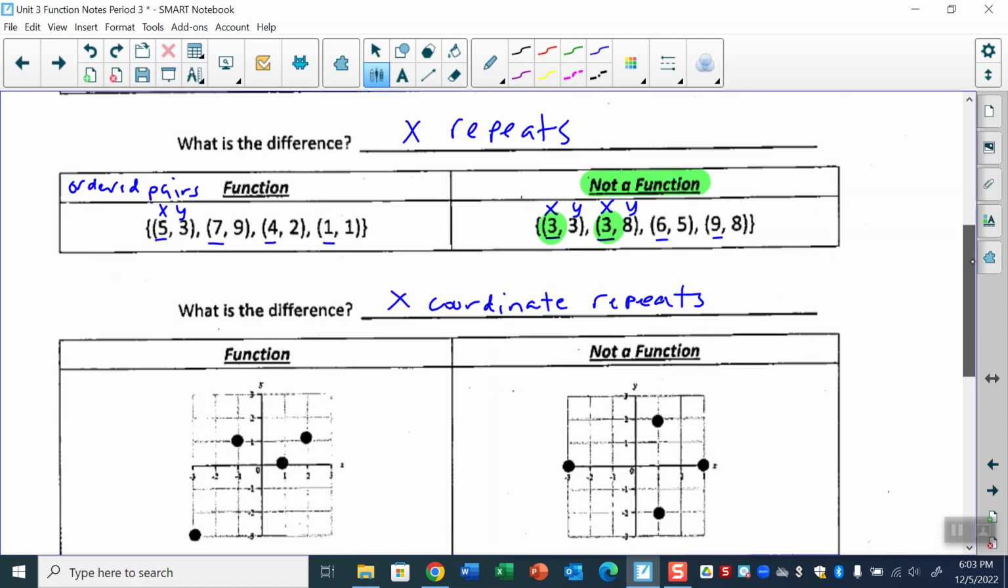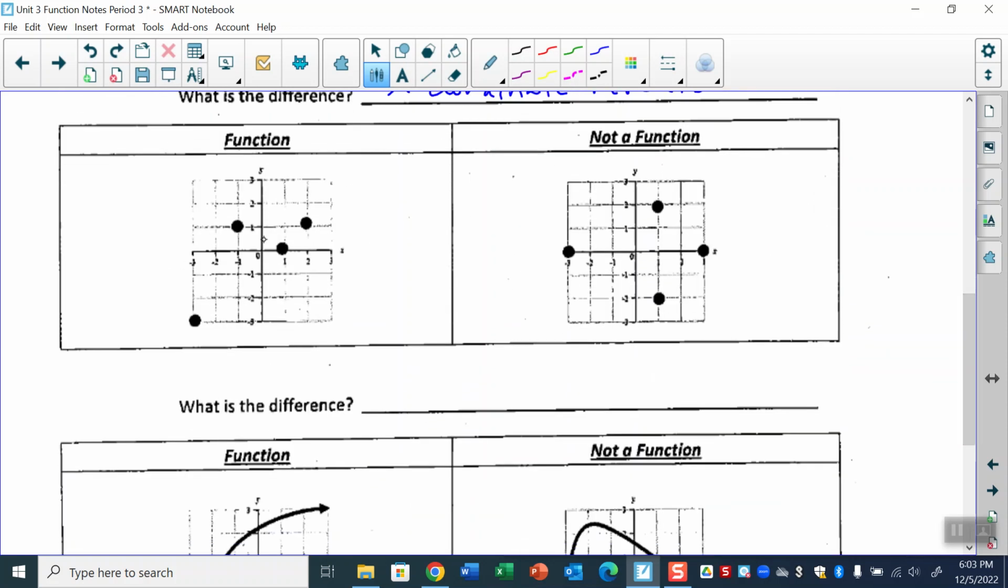All right, and if I look down here, I've got a graph. All right, so it's still ordered pairs, right? Because each point has an x coordinate and a y coordinate, right? This x coordinate is -4. This x coordinate is -1. This x coordinate is 1, and this x coordinate is 2. So that is a function, okay? Because the x doesn't repeat.